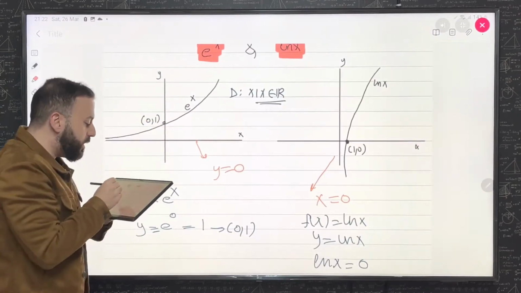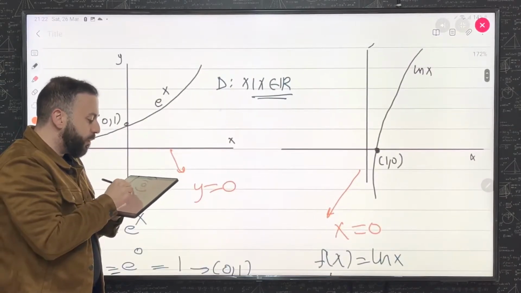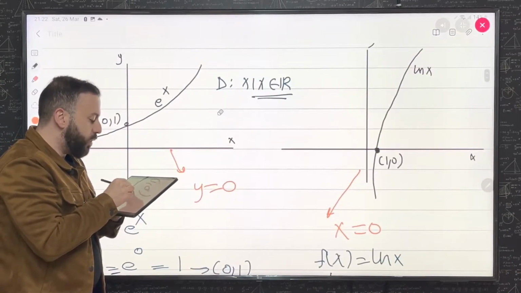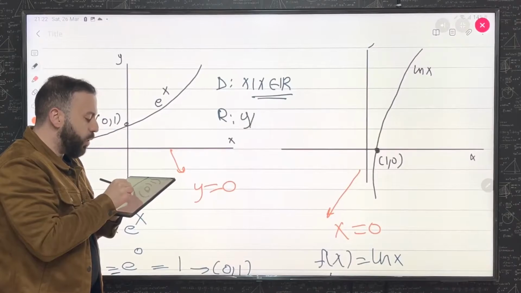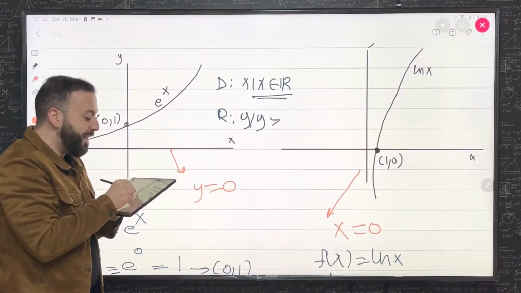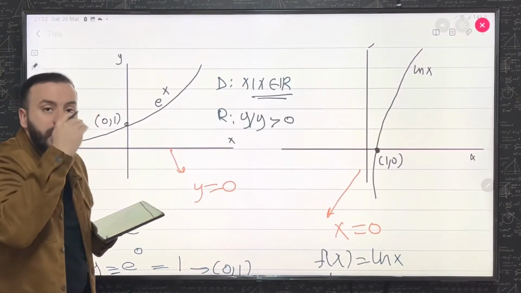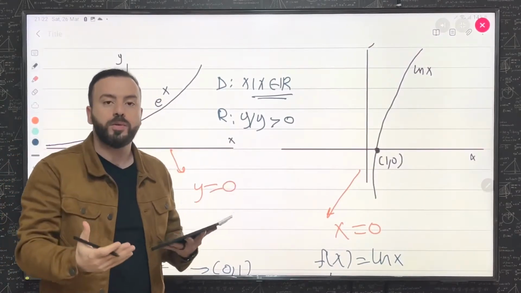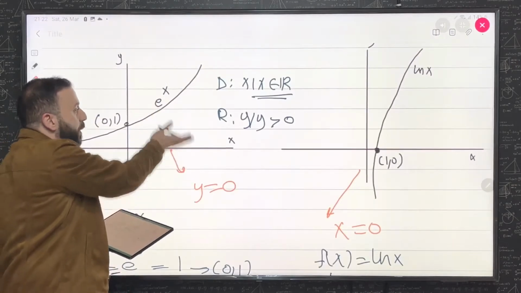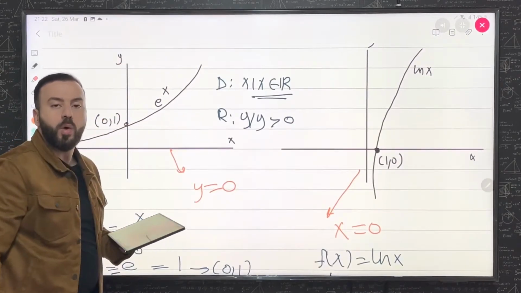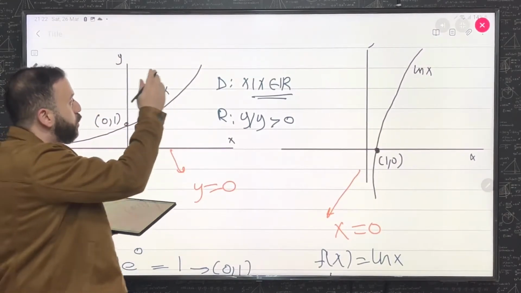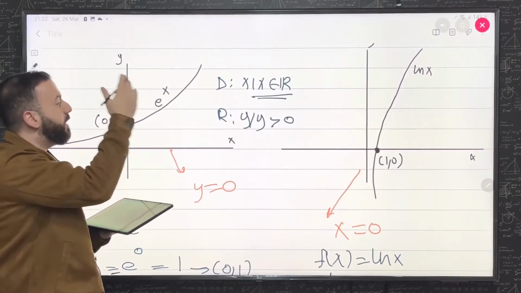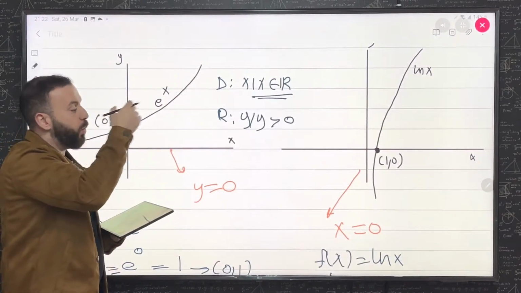0. So in this case, the range, so y, is what? Greater than 0. That means that I will never touch the 0, and all the values of the image or the output that I'm getting from the function are above the x-axis, and that's what I call my range. Okay, so the domain x belongs to all real numbers, and the range y belongs to what? Sorry, y greater than 0.